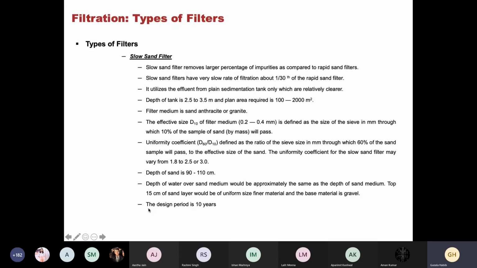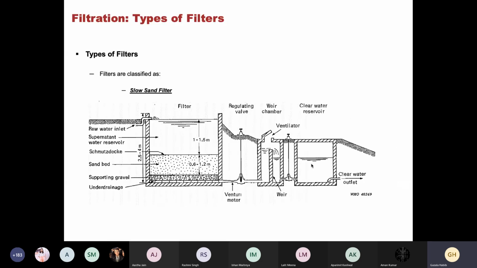The design period is 10 years. So the slow sand filter can be designed for 10 years. After that, you have to renew the filter. This is the type of arrangement in a slow sand filter. The supporting gravel is on the bottom, then one thick sand layer is on the top. The depth may vary 0.5, 0.6 to 1.2. There it was given 90 centimeter, 0.9 to 1.1 meter, which is within this limit what is given here.